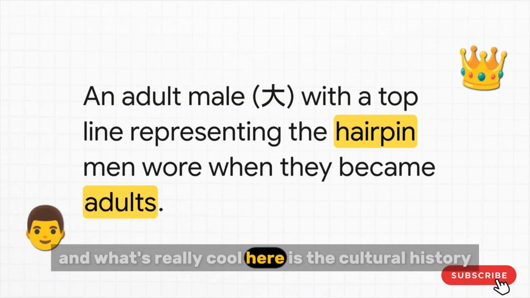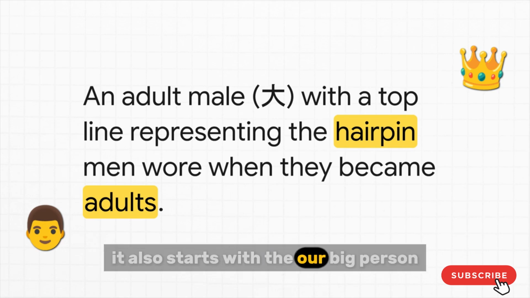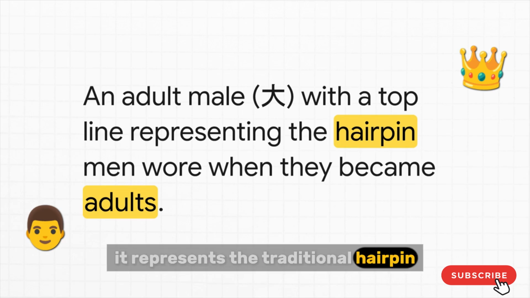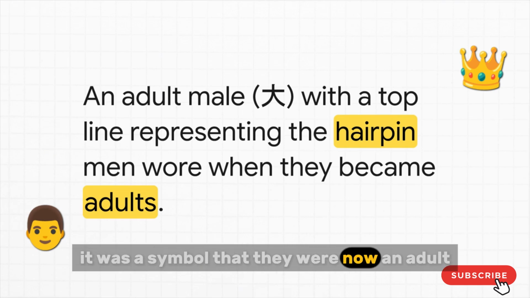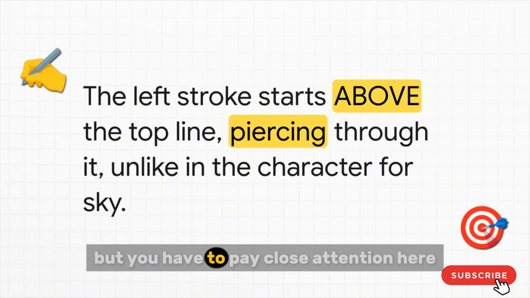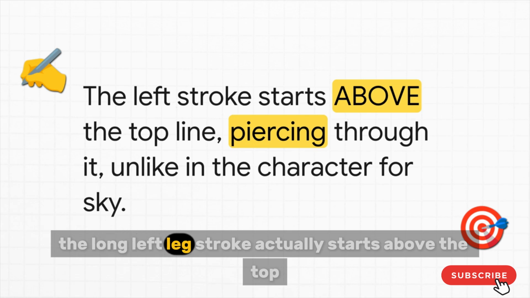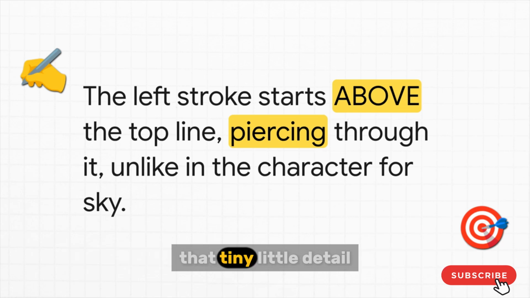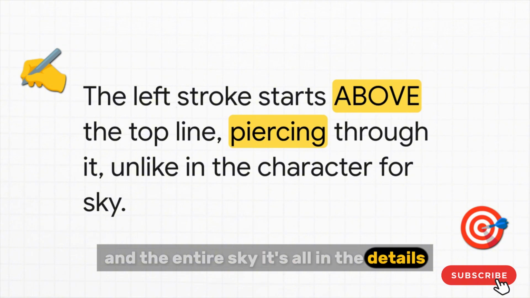And what's really cool here is the cultural history baked right into the character. It also starts with our big person. But that line on top isn't the sky. It represents the traditional hairpin that men in ancient China would wear once they came of age. It was a symbol that they were now an adult, a fu. The stroke order is very similar to tiān, but you have to pay close attention here. This is crucial. When you write fu, the long left leg stroke actually starts above the top horizontal line, and it punches right through it. That tiny little detail is what makes the difference between an adult man and the entire sky. It's all in the details.